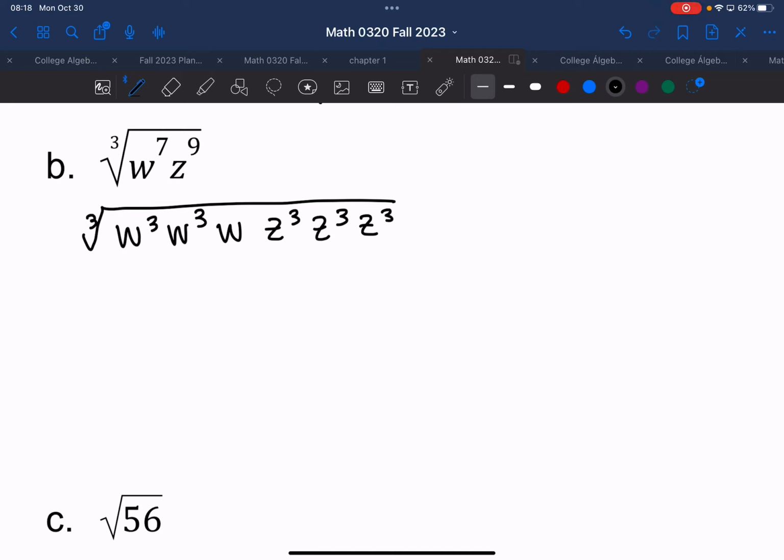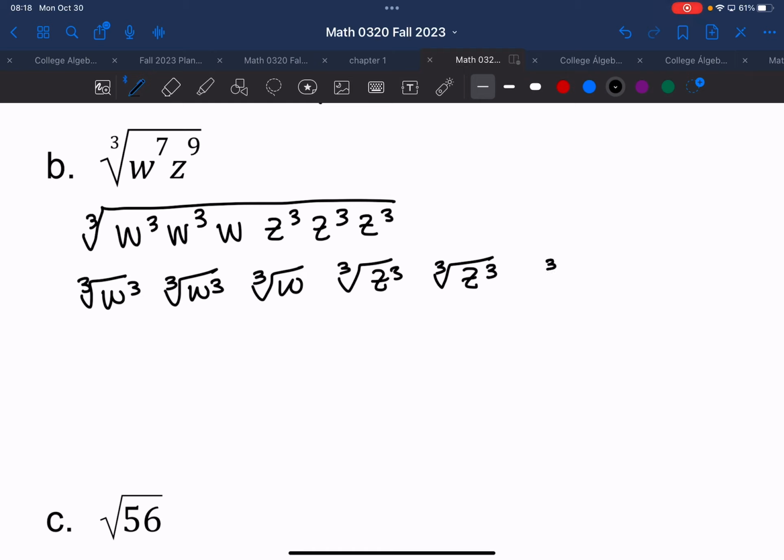Okay. Then I'm using that property that says we could split this up into several radicals. So this is the cube root of w cubed, cube root of w cubed, cube root of w. So there's my w's. And then I have the cube root of z cubed, cube root of z cubed, cube root of z cubed. So now I took my 1 radical and I split this up into 6 radicals.